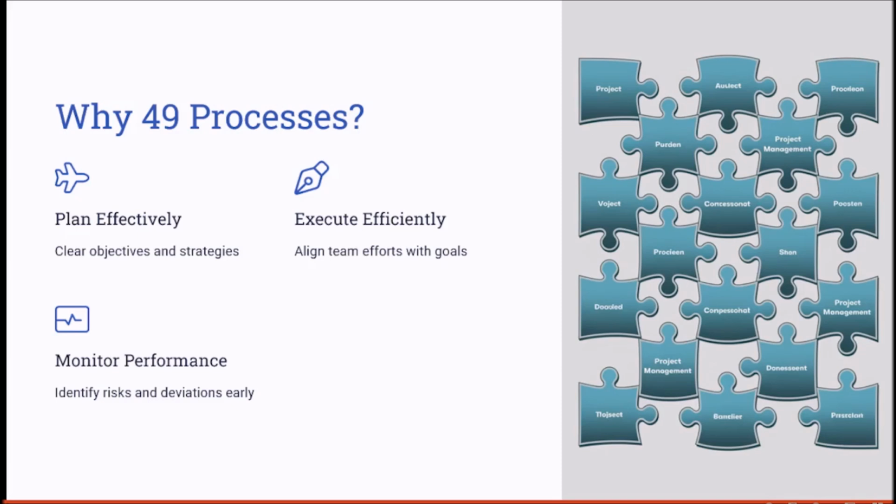On monitoring and performance, it helps to identify the risks and deviations early. About closing the project, these 49 processes will help you ensure that you complete the project documentation and identify all of the stakeholder acceptance. So, understanding how to use these 49 processes increases the project efficiency and the success rate.